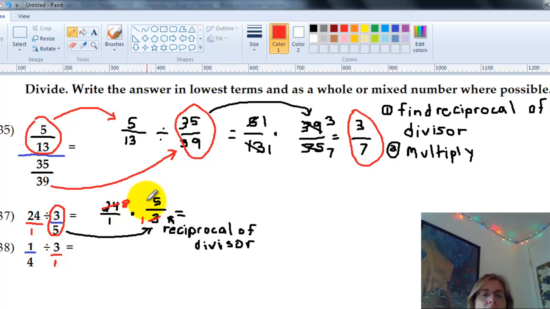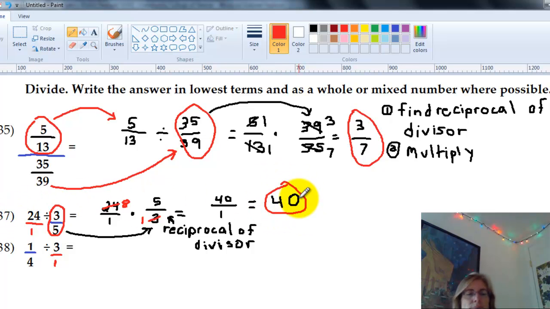So now I have 8 times 5, which is 40 for the numerator. And I have 1 times 1 for the denominator of 1. And of course that equals just the whole number 40 as your answer. So the answer to number 37 is 40.